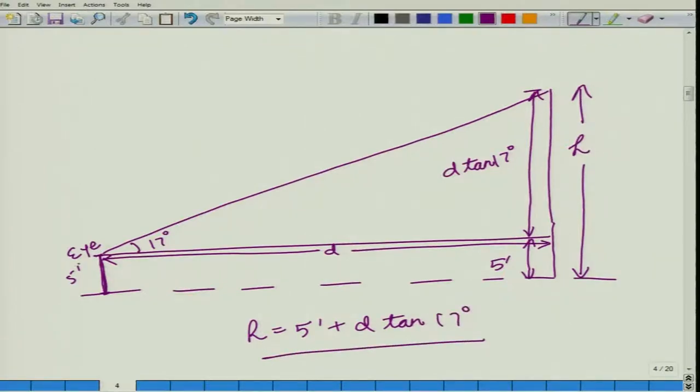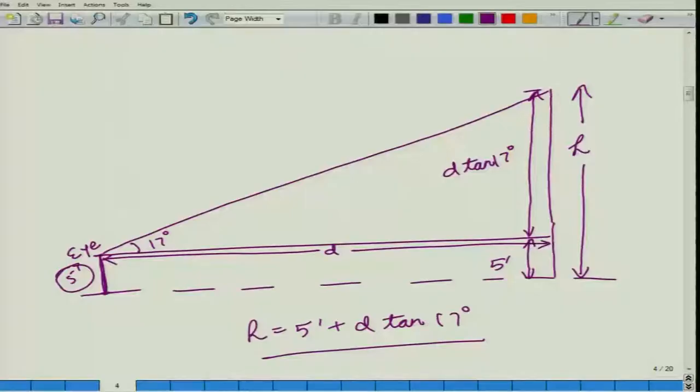Now this height, 5 feet, is a height that varies with every observer, but every observer can figure out what his eye level is as compared to the ground. So this value is known to the observer and he can very easily calculate this angle, 17 degrees, so he can calculate the height of the tree just by using this small device.